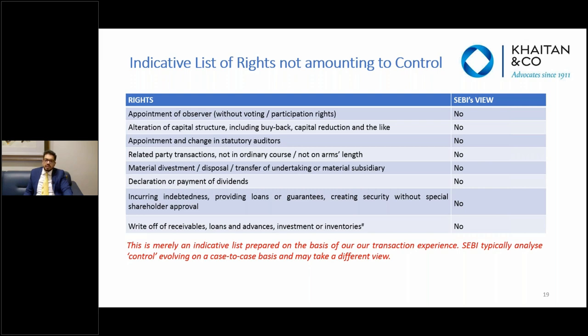But you know, rights which are more in the nature of protective rights, for example, having an observer on the board, having a say in case of any alteration to capital structure, buyback, capital reduction, having a say for change in auditors, payment of dividends, any incurring of any debts, etc. Having any rights in relation to these kinds of transactions could be construed more as protective rights, but it has to be evaluated on a case-to-case basis.